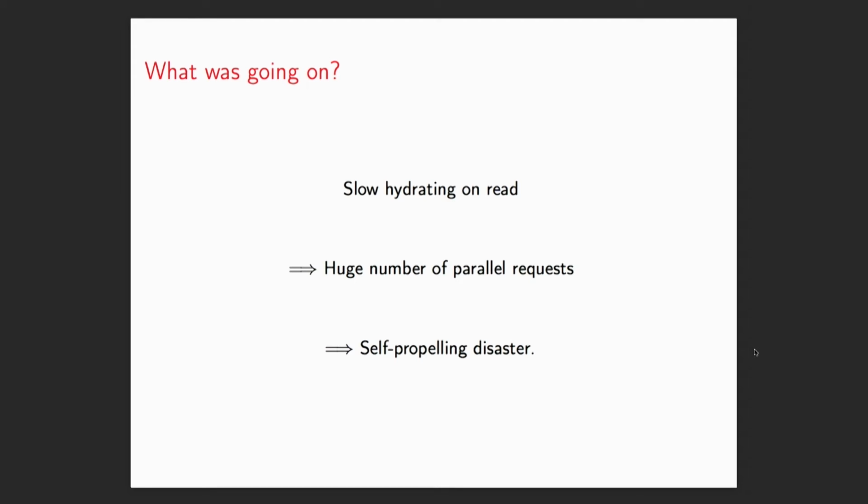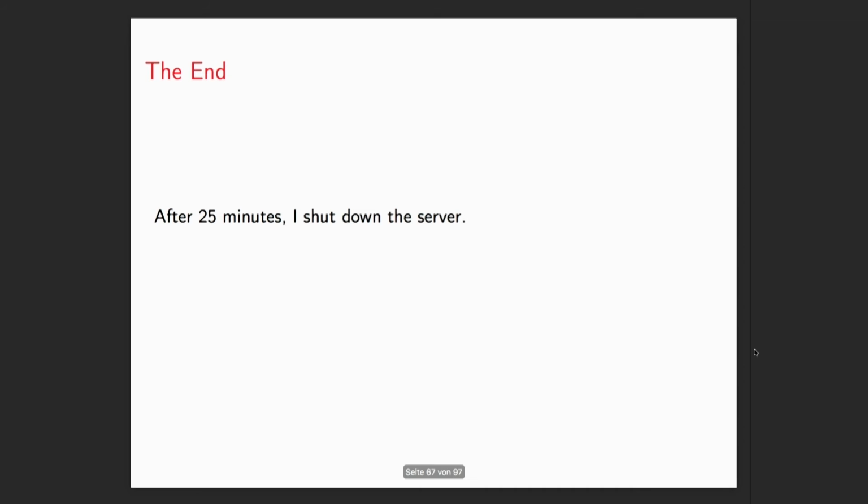Yeah, the slow hydrating on read and this huge number of parallel requests due to this big window led to a self-propelling disaster in the end. After 25 minutes into the registration, I shut down the server, and nobody had been able to register. Now, that was a bit of a bummer to all of us, and we needed to get our act together a bit and recover from this.